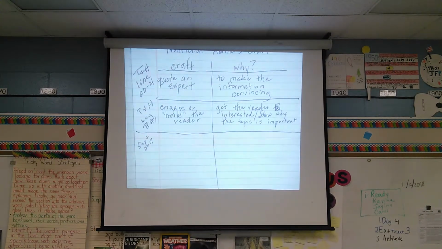What is the author's purpose in using that craft? And how does that affect you as the reader? All right. Any questions before we move to our work time?